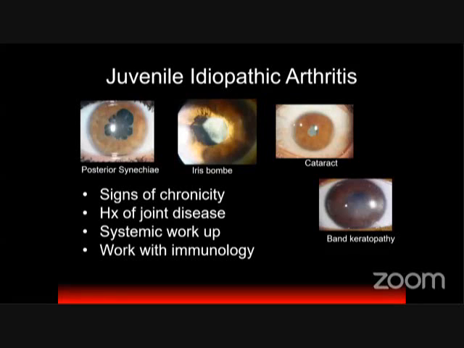Now, this is a truly visually debilitating disease. By the time we see the patients, they have pancreatopathy, hopefully not affecting the center. You need to document vision really well, you need to document all the findings that you have, a good history of joint disease, systemic workup, and always, always, always with kids, always work with immunology. Do not undertake this huge responsibility on your own.